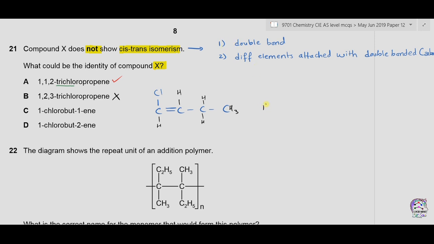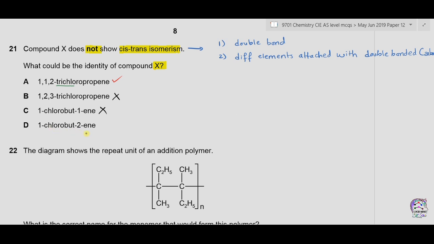First condition is double bond. So yes, we have a double bond. Second condition is that different elements are attached. Chlorine and hydrogen are different. Again, hydrogen and this is the different. So therefore both conditions are met and it shows Cis-Trans isomerism. So therefore it is not the option. Let's find out the last one.